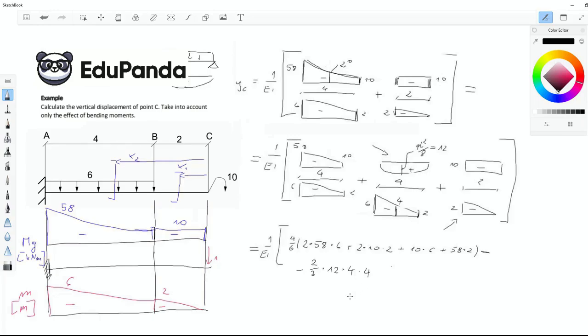The last figure is also integrated directly from the definition. It is already positive, and we get 1/2 times 2 times 2 times 10.